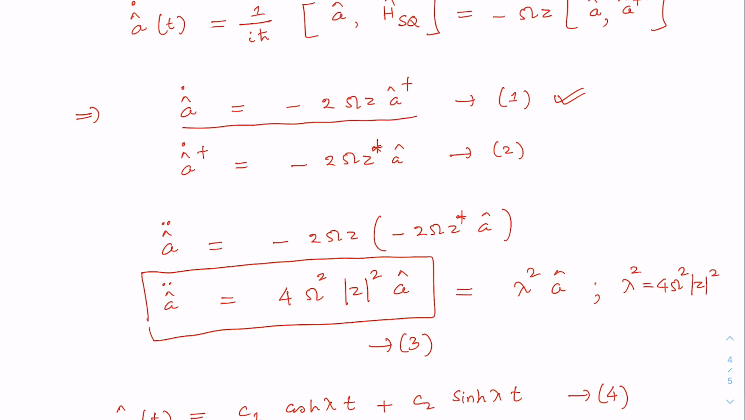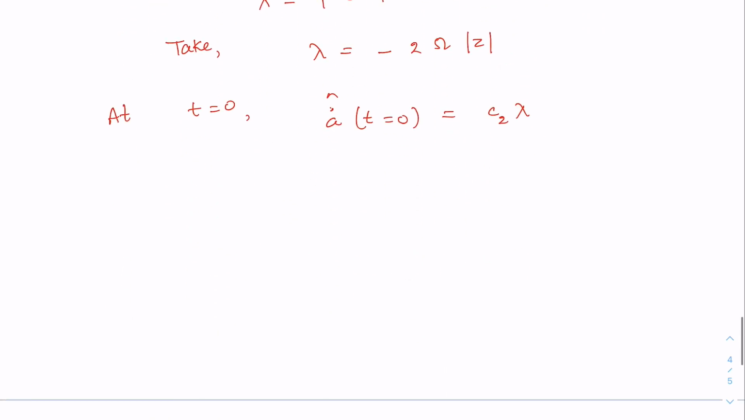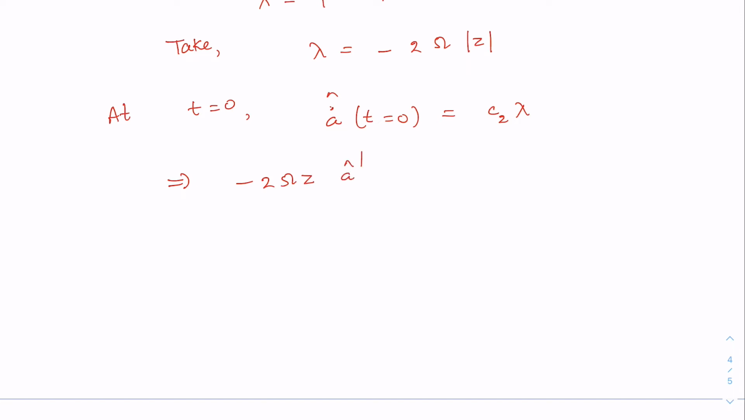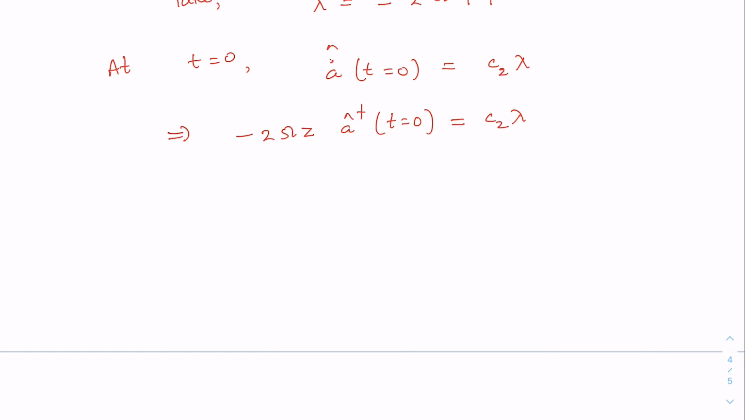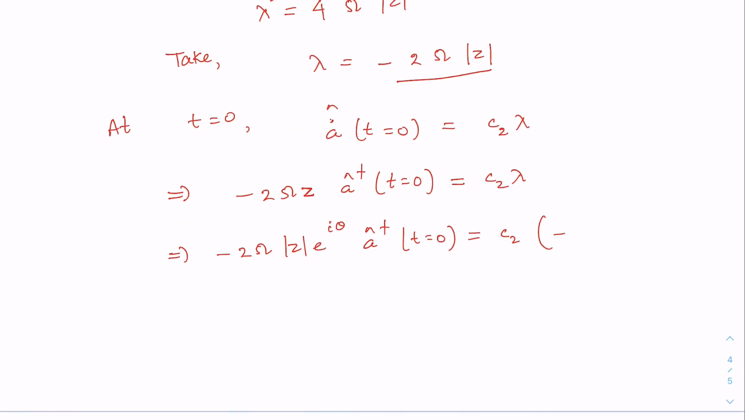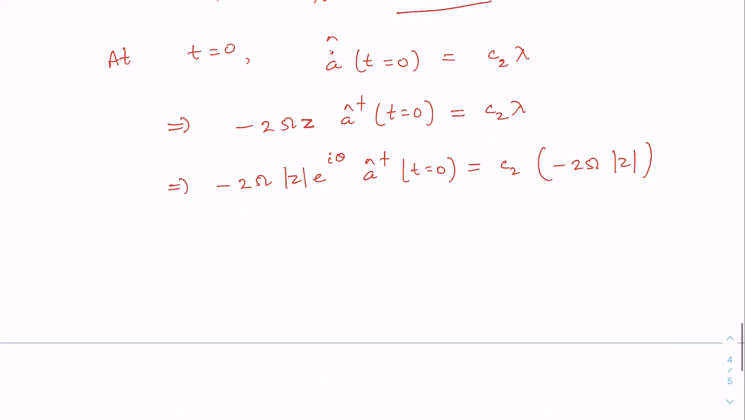You will see I have a dot, that is from here I can get, these are very simple analysis, I am doing it in detail, but I could have left it for you, but okay, let me do it once. You have omega z a dagger at t is equal to 0 is equal to C2 lambda. And from here what I can do, I can write it further twice omega mod z e to the power i theta a dagger at t is equal to 0, and you have C2 and lambda I have taken it to be like this, so I have twice omega mod z. So from here I can find out my other constant, that is C2 is equal to a dagger at t is equal to 0 e to the power i theta.